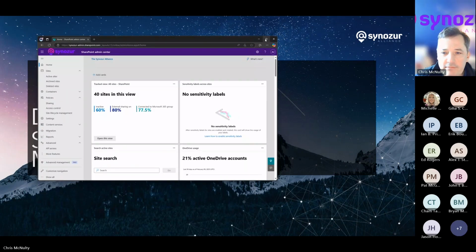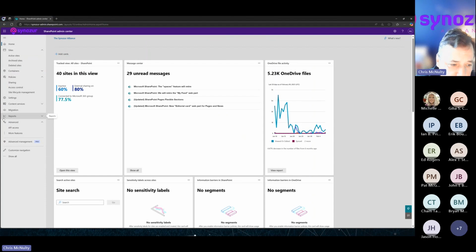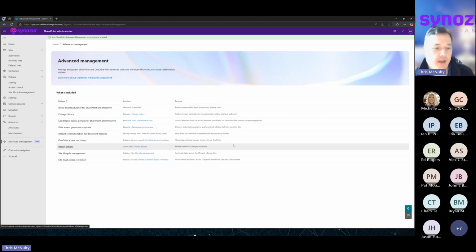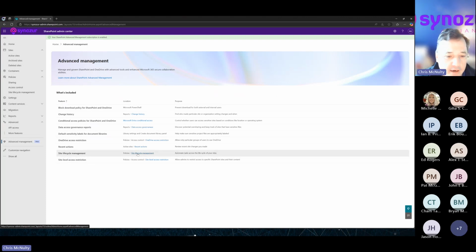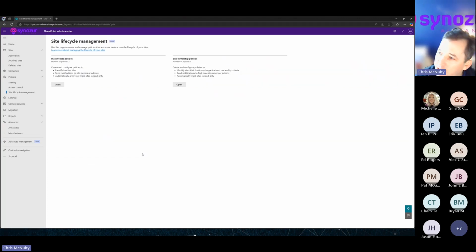Okay. So this is the SharePoint Admin Center. If you're a SharePoint admin, you've seen this before. If not, you may not have. And just to show you what is involved with this, I want to take a look at site lifecycle management because we talked about obsolete information before.